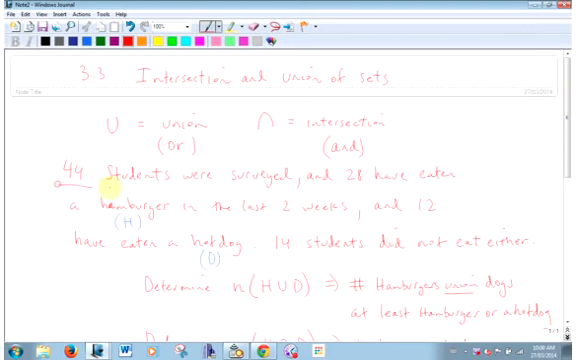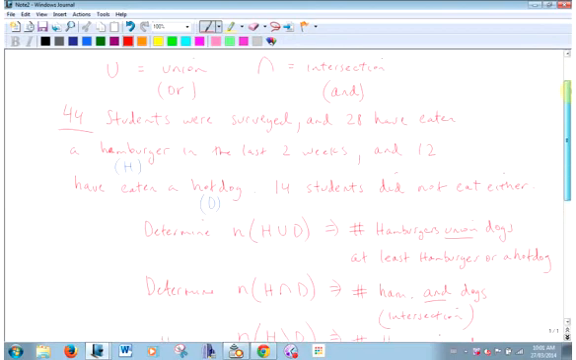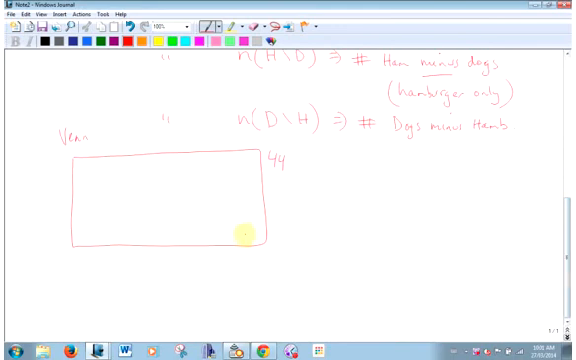All right, 44 students. That goes here. That's our total universal set. That's all the elements. Okay, what else do I know? 28 eat a hamburger, but I don't know how many had a hamburger and a hot dog. 12 ate a hot dog, but I don't know how many of those also had a hamburger. But I do know 14 students did not eat either. So let's put those there. That's not in our little circles here that have hamburgers and dogs.